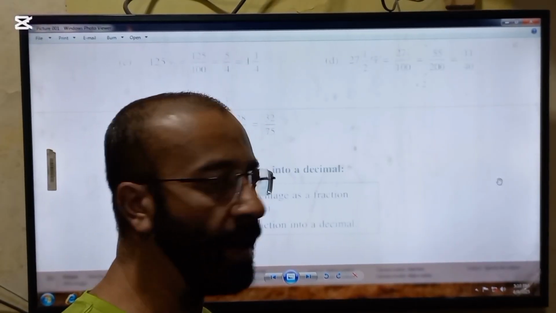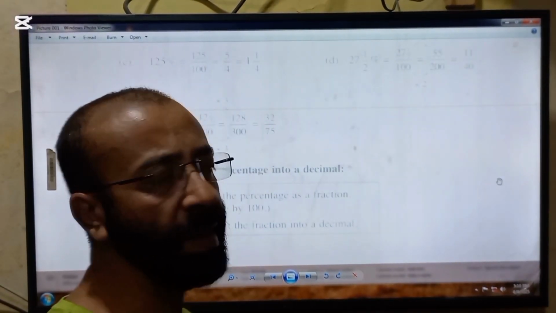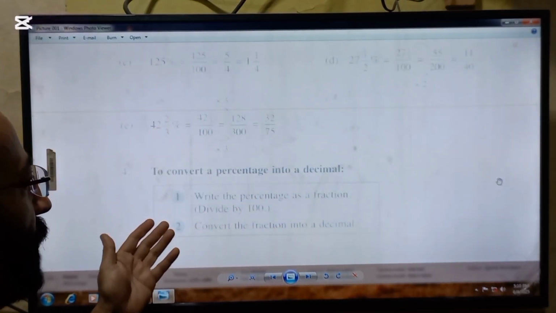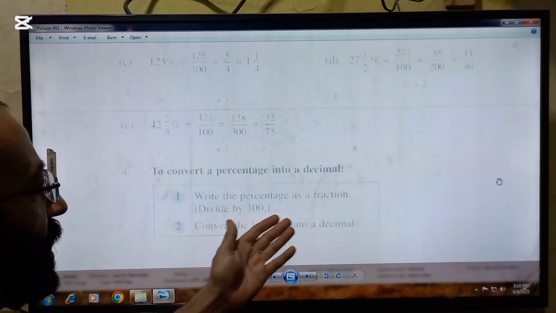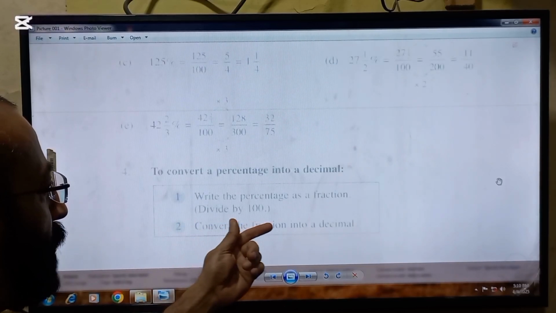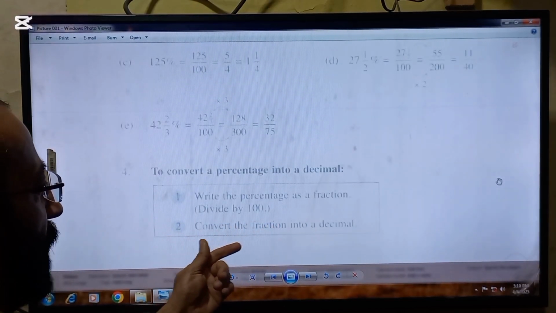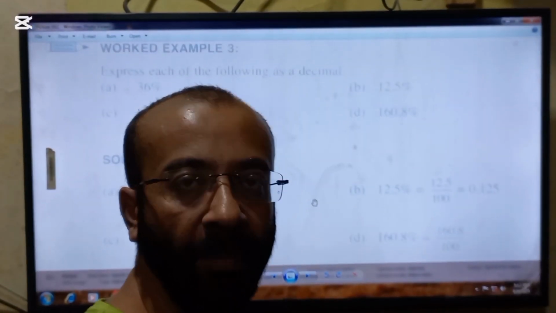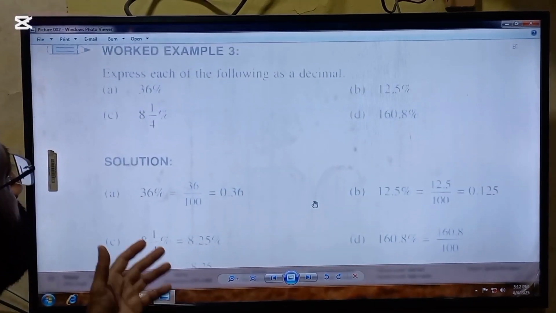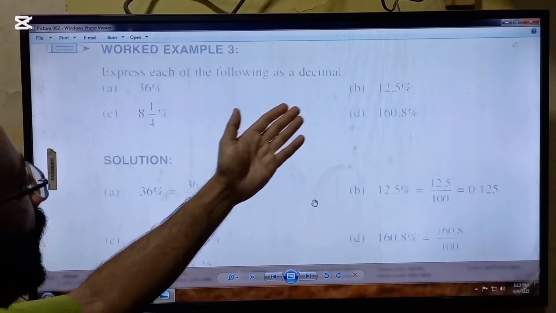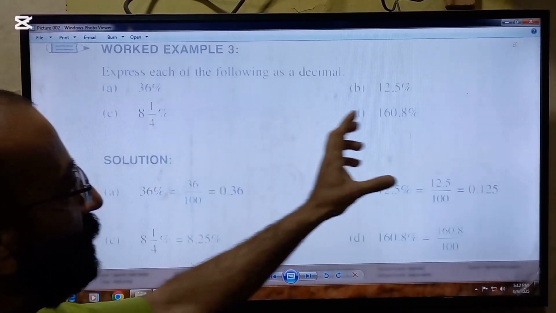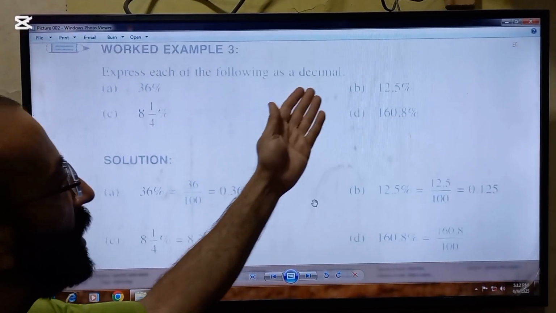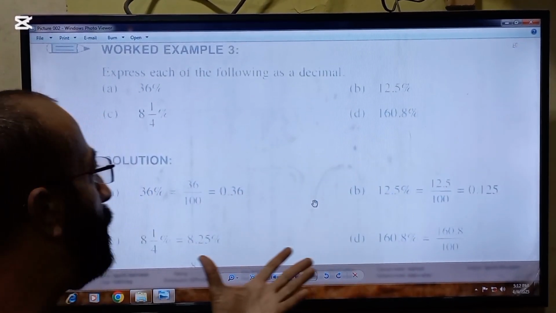The next step to understand is almost the same, that is to convert a percentage into a decimal. First step will be write the percentage as a fraction, that is divide by 100, and the next step will be convert the fraction into a decimal. Here are some examples for this kind of question. Express each of the following as a decimal. Look at all the 4 parts. We are given percentages and the requirement is convert as a decimal. So the steps will be same.